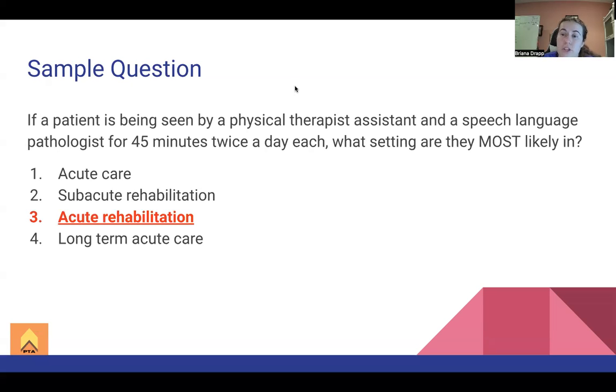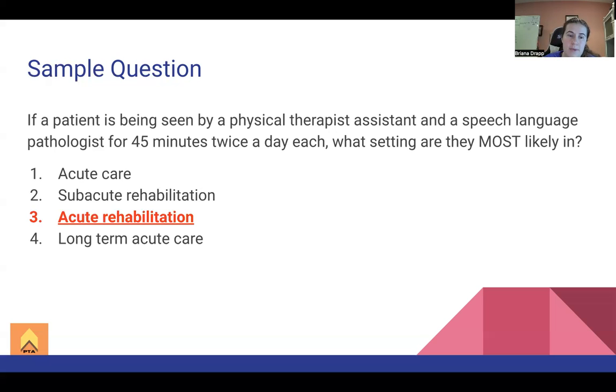All right, guys, so this patient is in number 3, acute rehabilitation. So again, this is our inpatient rehab. They're in for 45 minutes each, twice a day. If you do the math, that adds up to 3 hours. So the patient's getting a lot of therapy. If you weren't sure how much they were getting, they're being seen 45 minutes twice a day, so that's at least over 2 hours for each person. So this patient's being seen for a long time.